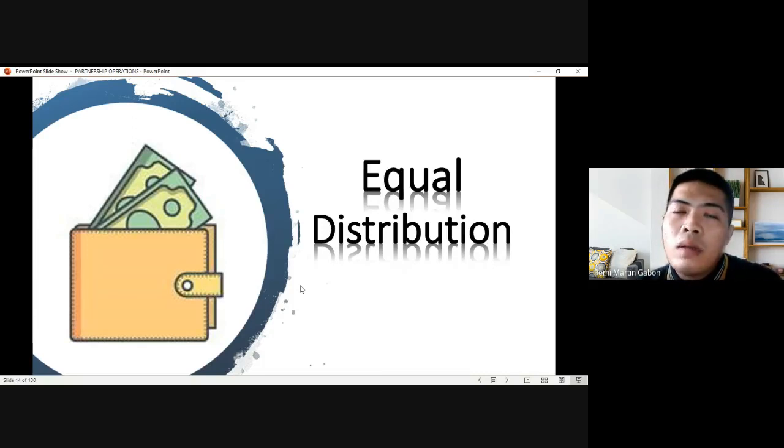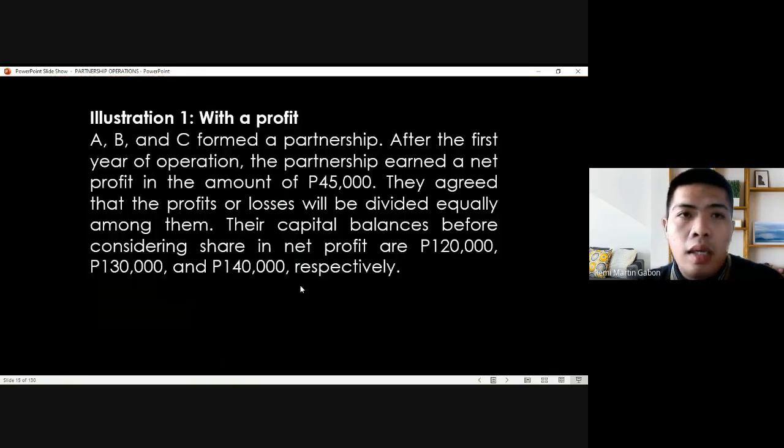By the term itself, equal. So equal proportion. So let's have it in the problem solving. So A, B, and C form a partnership. After the first year of operation, the partnership earned a net profit in the amount of 45,000. They agreed that the profits or loss will be divided equally among them. Their capital balances before considering, take note, capital balances before considering net profit are 120,000, 130,000, and 140,000 respectively to A, B, and C. So therefore, there are three partners.